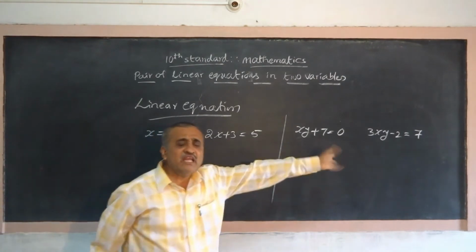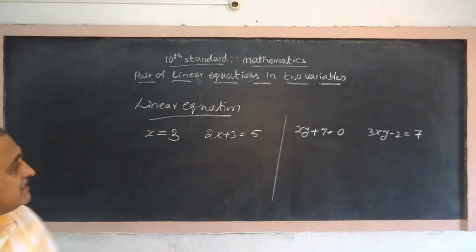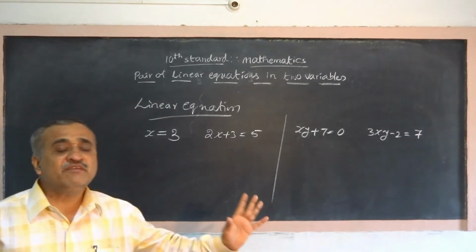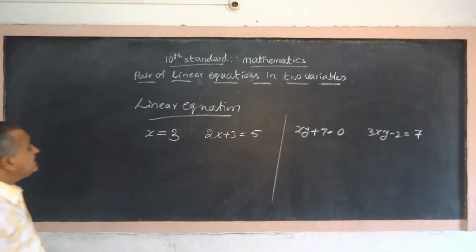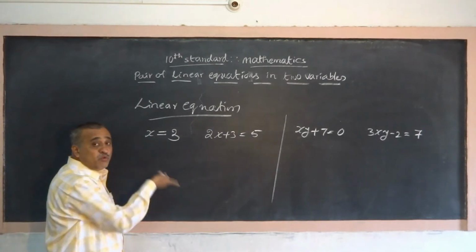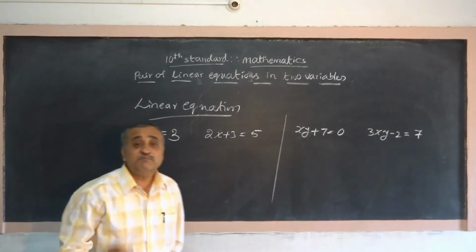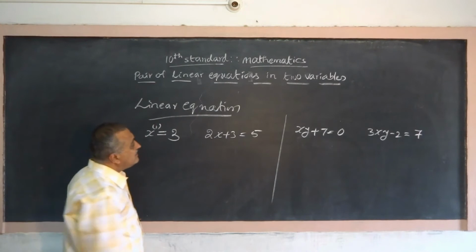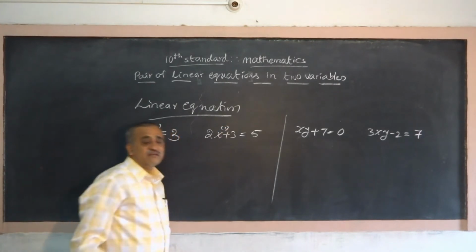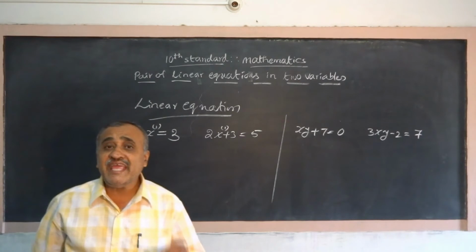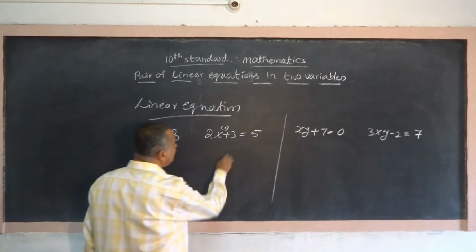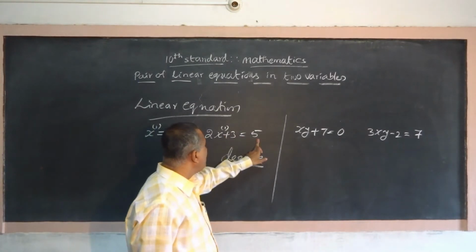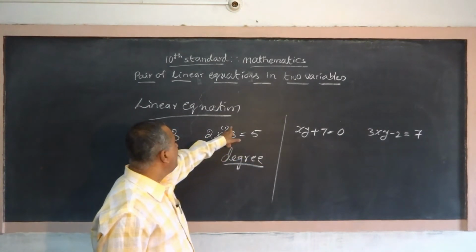These equations, these are all equations, no doubt. Now find out the variable in all these equations. What is the variable here? X. What is its power? Its highest power is 1 here. The highest power is called the degree. For 2x plus 3 equals 5, its variable is x and the highest power is 1.